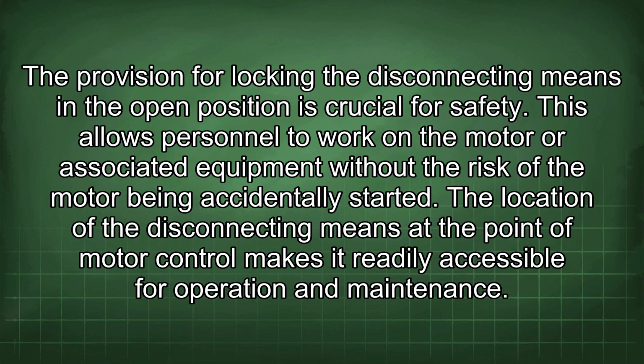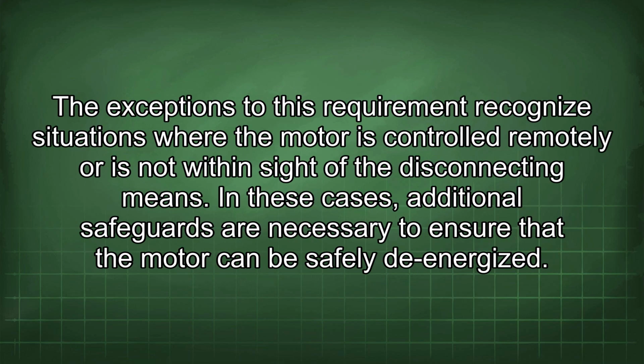The provision for locking the disconnecting means in the open position is crucial for safety. This allows personnel to work on the motor or associated equipment without the risk of the motor being accidentally started. The location of the disconnecting means at the point of motor control makes it readily accessible for operation and maintenance. The exceptions to this requirement recognize situations where the motor is controlled remotely or is not within sight of the disconnecting means. In these cases, additional safeguards are necessary to ensure that the motor can be safely de-energized.